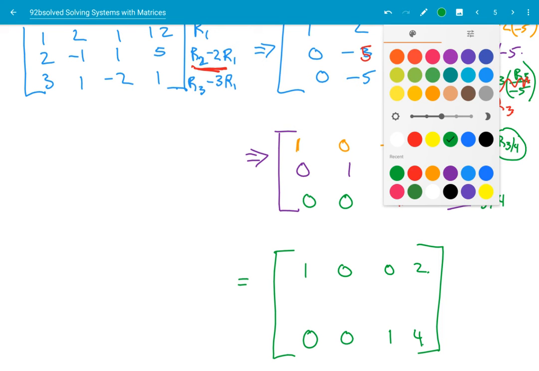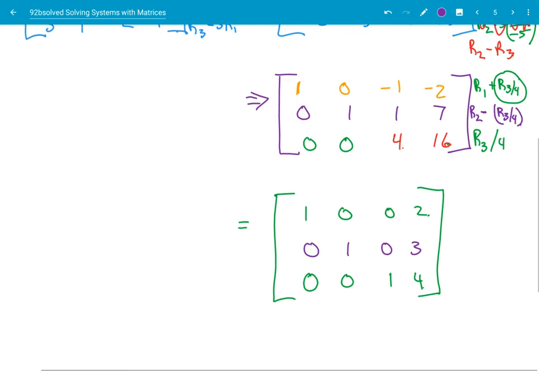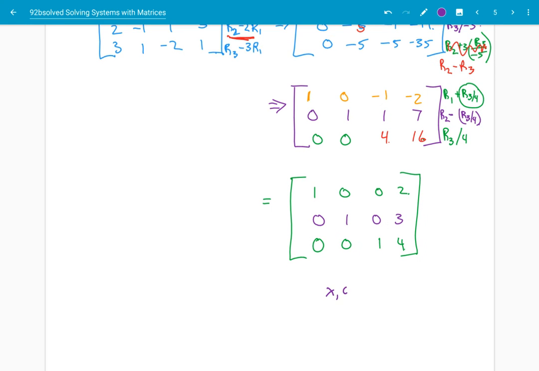And then for the middle row, row 2, I'm going to take row 2 and subtract row 3 over 4. I get 0, 1, 0, 3. And that's what we were expecting. So the x, y, z is 2, 3, and 4.